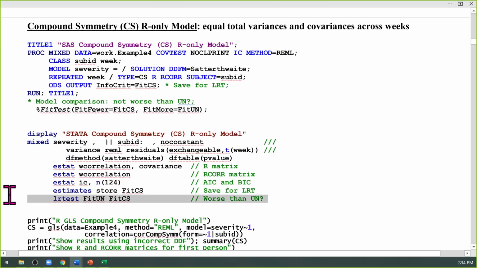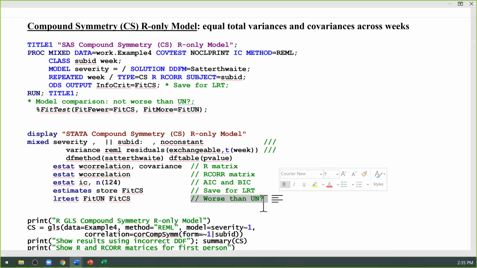Likewise, in Stata, estimate store saves the information from the compound symmetry model as fit CS, and then LR test does the likelihood ratio test to compare their fit, where it wants the one with more parameters first, by the way, and then fewer goes second. And so I have a note here in terms of the comment. What I am asking with this likelihood ratio test is whether or not compound symmetry fits significantly worse. So if I have a model with 28 parameters where everything gets to be what it wants, can I approximate that with only 2? Or is it going to fit worse? That's what I want to know.